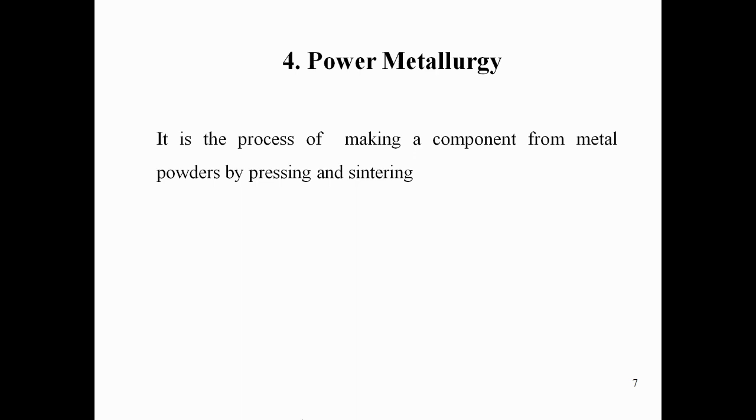The fourth one is powder metallurgy. Actually, what is powder metallurgy and how do we perform these processes? It is a process of making components from metal powders by pressing and sintering. By pressing and sintering, we make the metal powders into a final component. This process is called powder metallurgy. For example, mass production of highly precise objects comes under powder metallurgy.